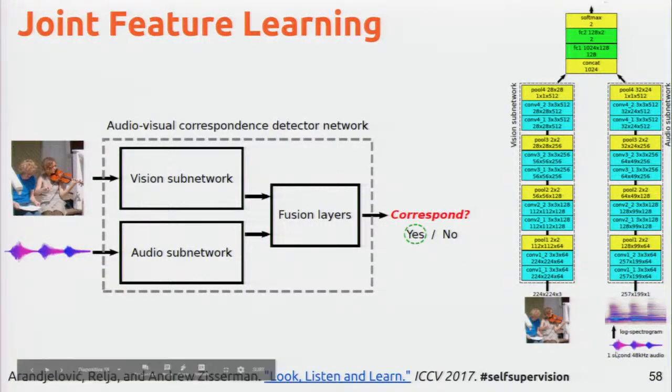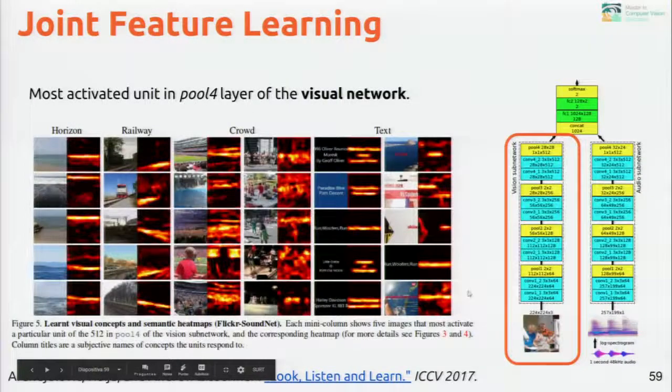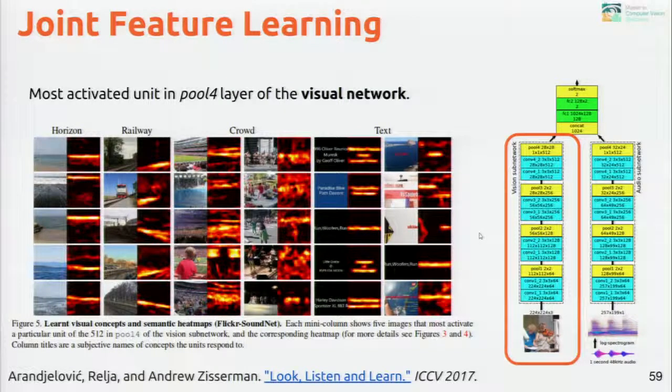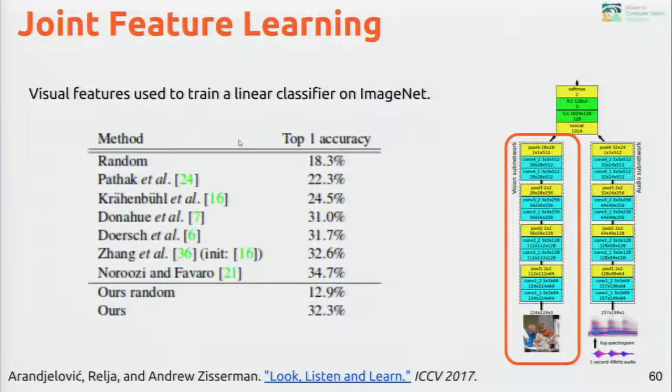Okay, so you train a network this way. Notice that they are using the log spectrogram as the input for the audio. If you train a network like this, you will find that the network has the capability of localizing some concepts like horizon, railway, crowd, again kind of for free. These features are also very good for solving some tasks, and they are learned in a self-supervised manner.